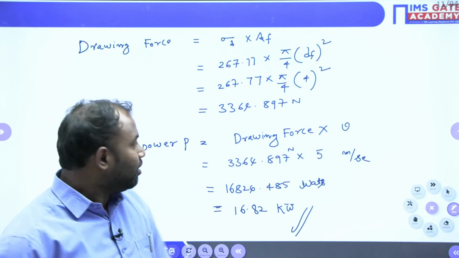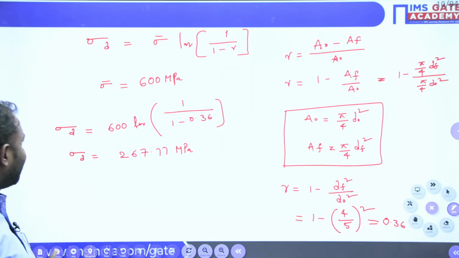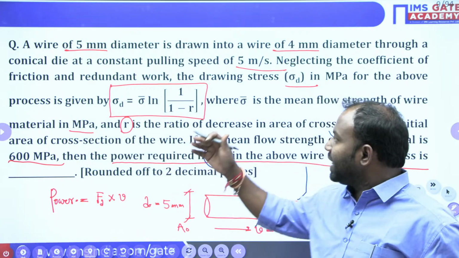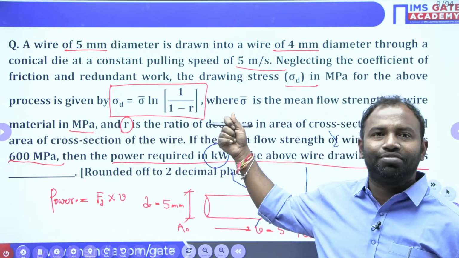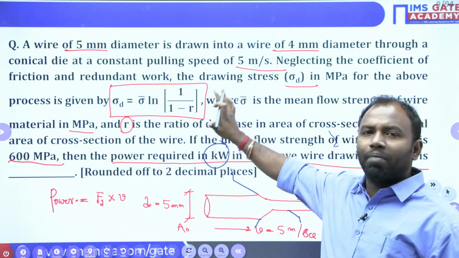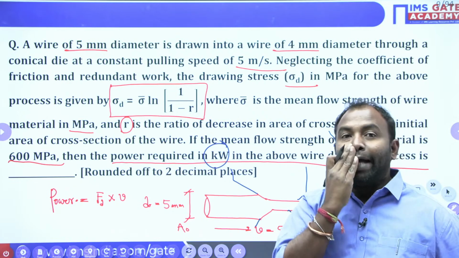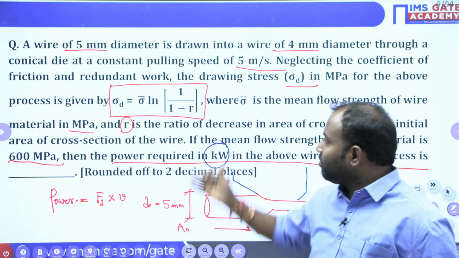Clear everybody? Right, now here see guys, whenever they give this kind of question, by seeing that formula, don't get confused. Okay, don't get confused. Just read the problem statement properly so that it will be very easy to solve the question. Okay, actually this is very easy to solve.